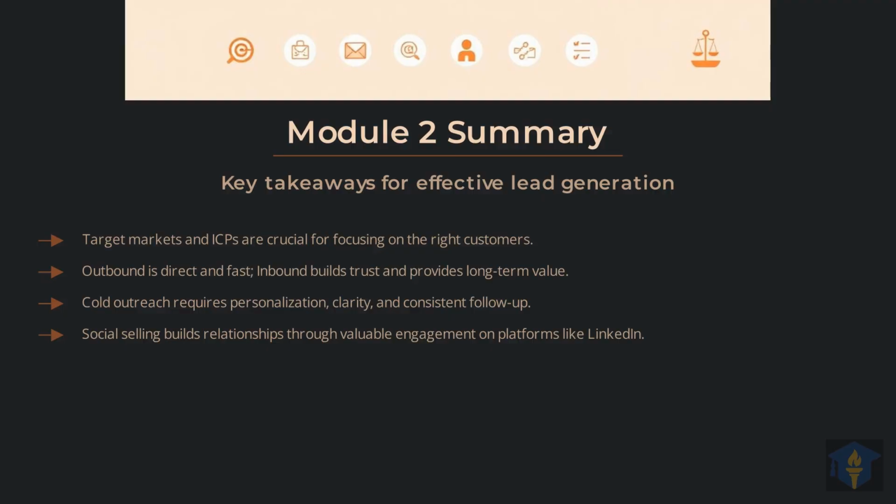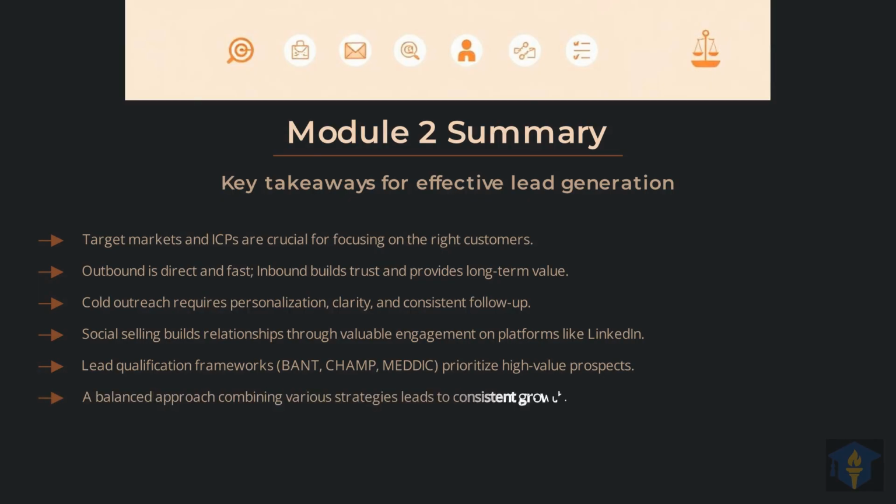Utilize lead qualification frameworks like BANT, CHAMP, or MEDDIC to effectively prioritize your highest value prospects. Ultimately, a balanced approach, combining various lead generation strategies, is key for achieving consistent and sustainable growth.